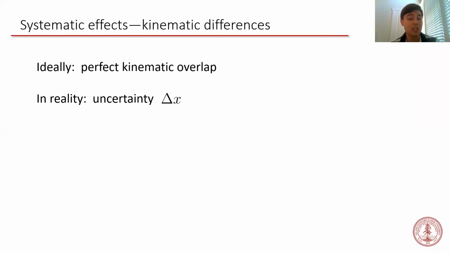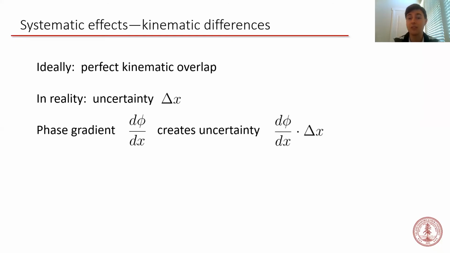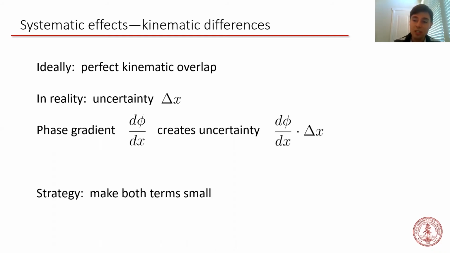So suppose that the initial kinematic uncertainty in some dimension is delta x. Any physical effect that creates a phase gradient, d phi dx, in that dimension will lead to a differential phase uncertainty of d phi dx times delta x. Our strategy for reducing this kind of systematic effect is to make both terms as small as possible. So we try to reduce the uncertainty in the kinematic overlap, and we also try to minimize the phase sensitivity to kinematic offsets. So next I'll describe how we do this in each direction.